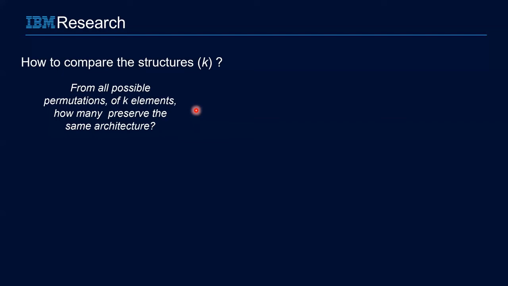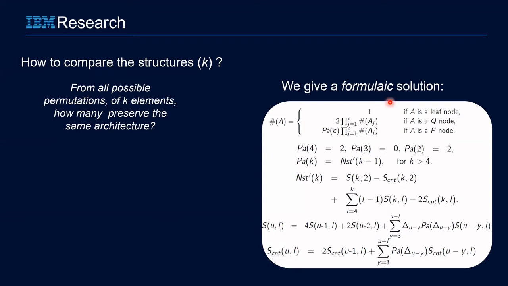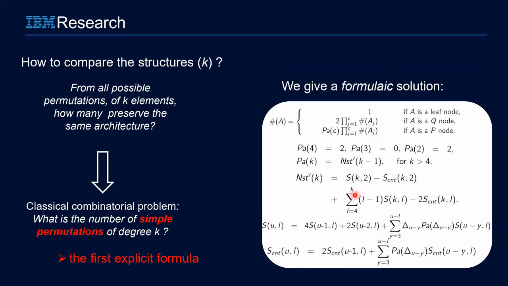So how do you solve this problem? You could enumerate all the permutations and check for the occurrence of the structure that you're seeing. Can we do better? Yes. We give a formulaic solution to this problem. What it means is that you don't have to enumerate the gene permutations. You just need to evaluate a recursive function, nevertheless. And it turned out that this also solved a classical mathematical problem, that of counting the number of simple permutations. And this is the first such explicit formula.